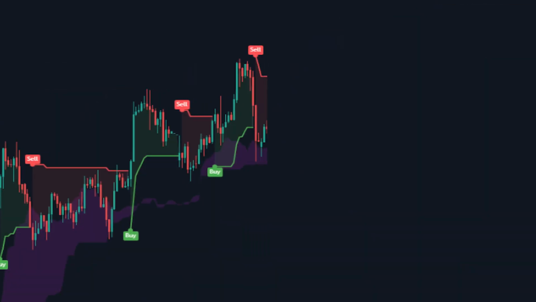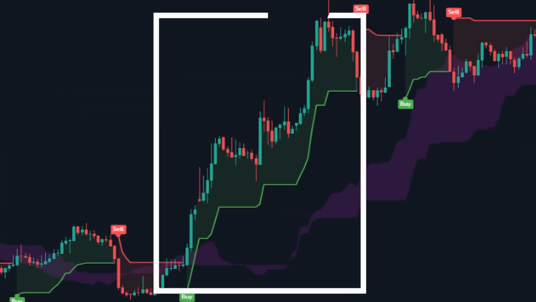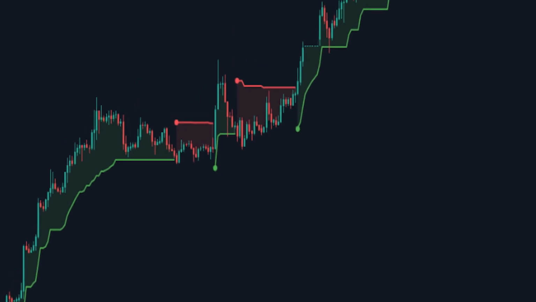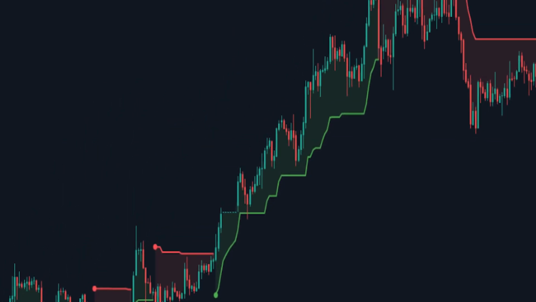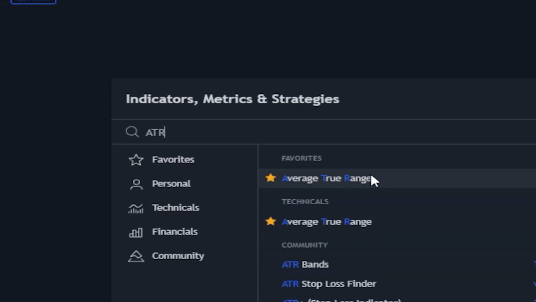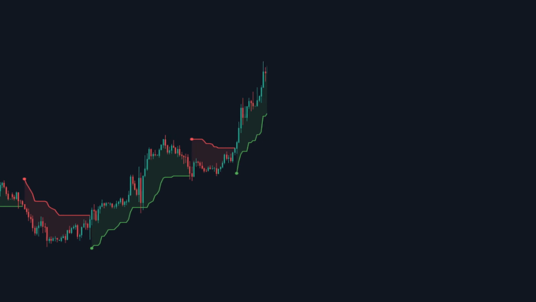If you haven't heard or used this indicator before, it's great at finding trends in the market, hence the name. This indicator is so powerful because it not only tracks the momentum of the market, but it also uses average true range, which means it also takes volatility into consideration. I'm going to show you how to take advantage of this and make a lot of profitable trades.